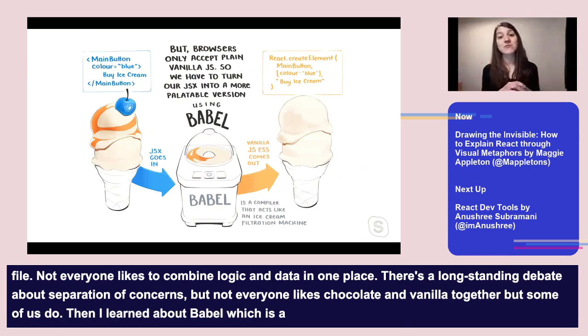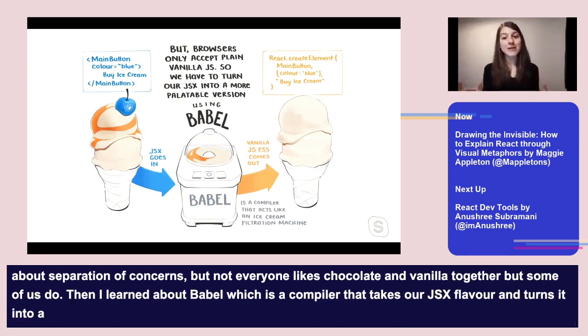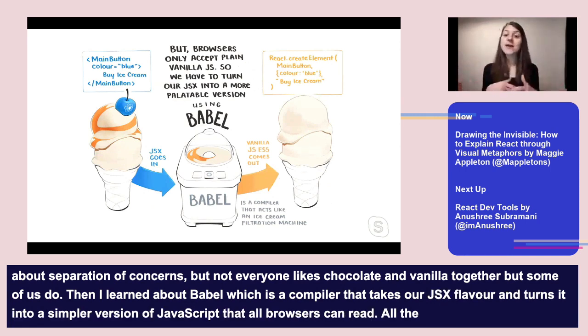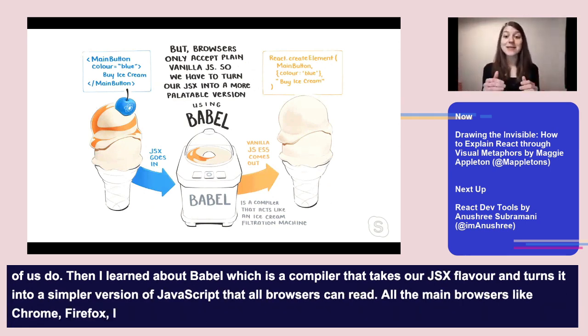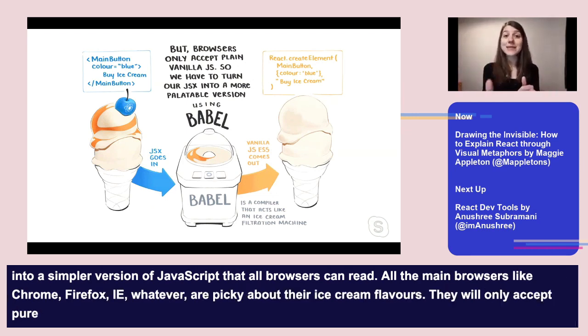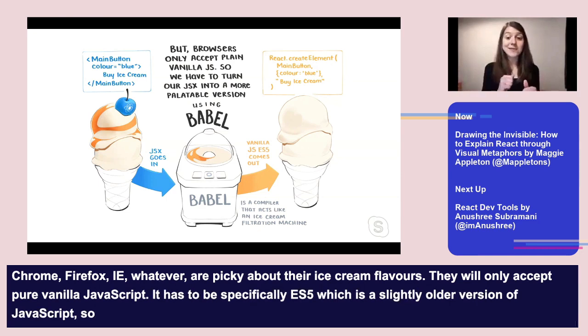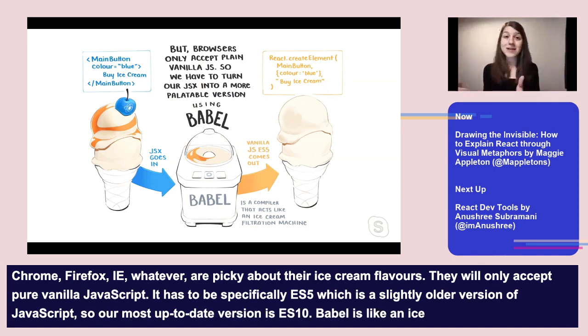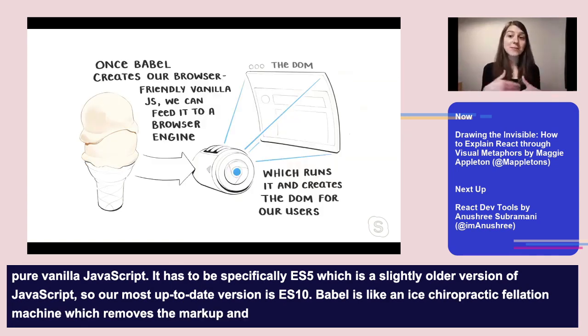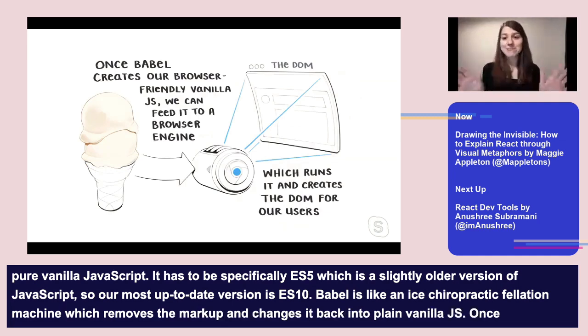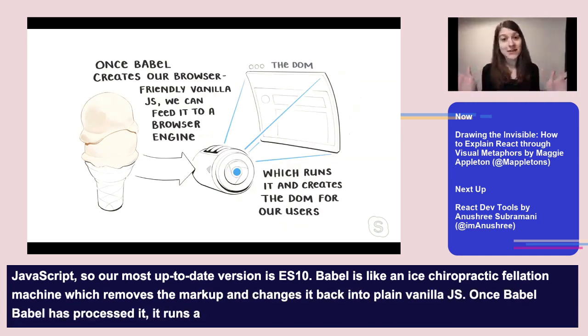And then I learned about Babel, which is a compiler that takes our JSX swirl flavor and turns it into a simpler version of JavaScript that all browsers can read. So all the main browsers like Chrome and Firefox and IE, whatever, are incredibly picky about their ice cream flavors. They will only accept pure vanilla JavaScript. Not only that, it has to specifically be ES5, which is a slightly older version of JavaScript. So our most up-to-date version right now is ES10. Babel is like an ice cream filtration machine that removes all of that strange markup from our JavaScript and translates it back into plain vanilla JS. So once Babel has made that ice cream palatable for everyone to enjoy, it feeds it into a browser engine, and it runs a whole bunch of complicated systems that I'm not even going to pretend to understand.